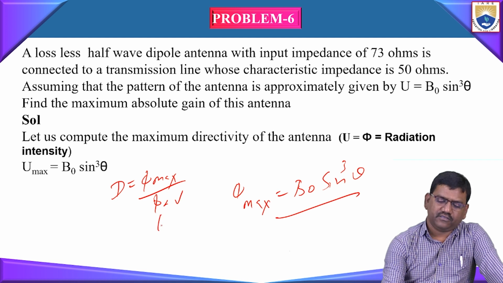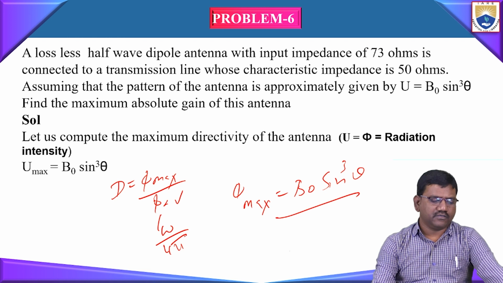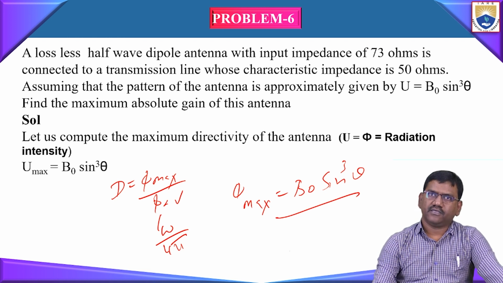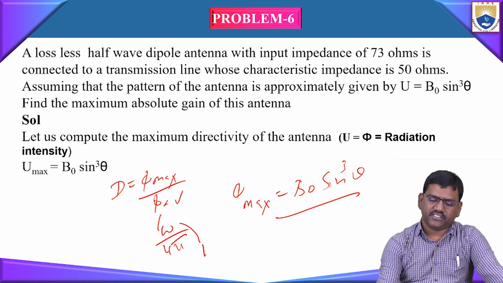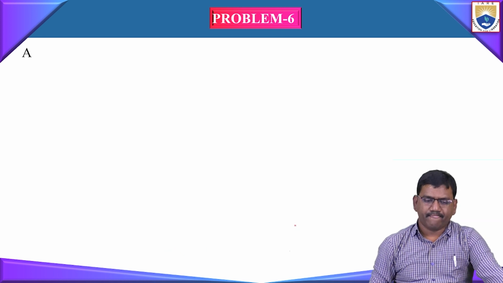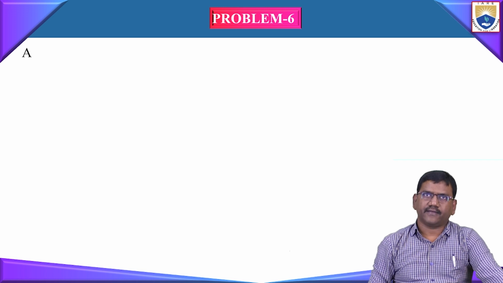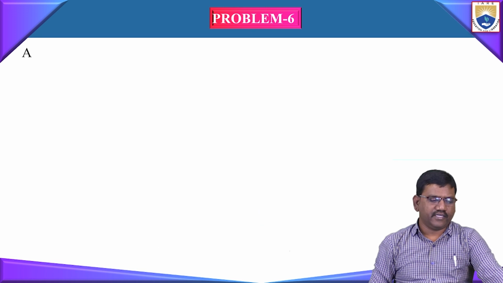Phi AV is equal to W by 4 pi here. So we need to find out the W here. So what is W here? Integration of phi d omega. So we need to find out the value of phi here. So you can see, you can simplify here.